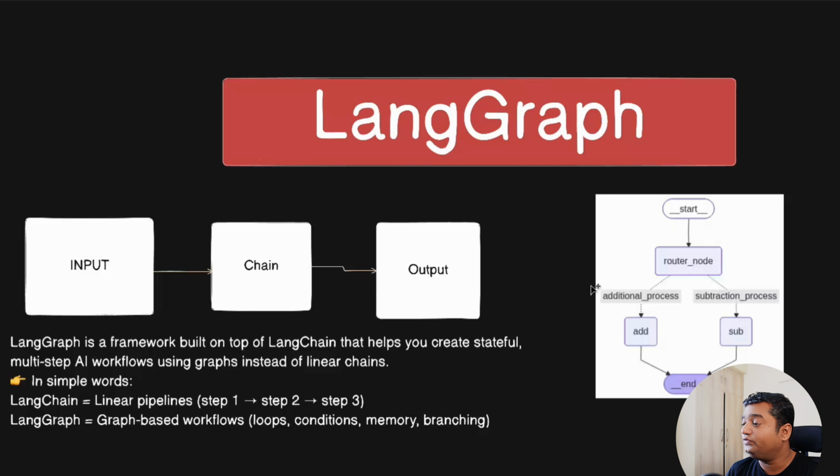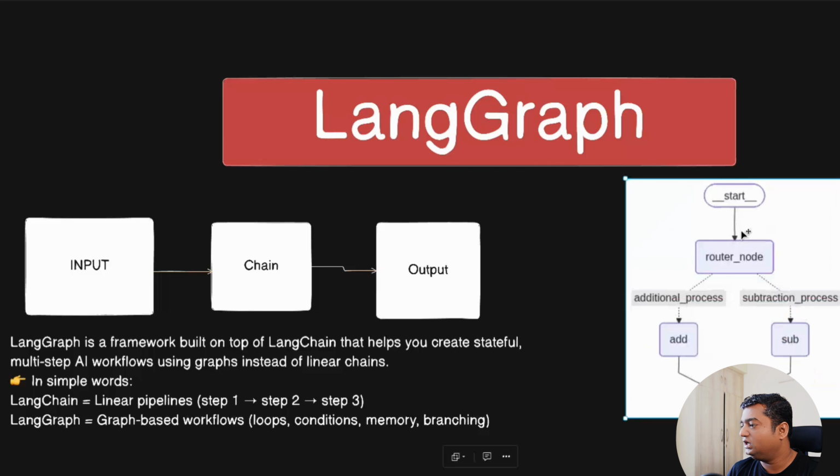But in LangGraph, you have a graph. This is from one of the practicals we'll see here. It's graph based. We are starting some process, and we are creating a decision-making step. You can have a decision router, and then you can go to different processes.